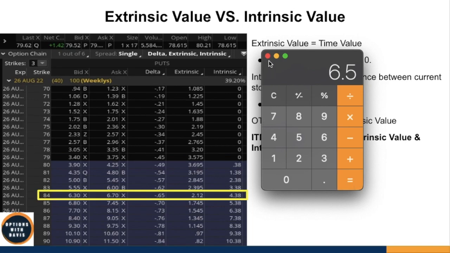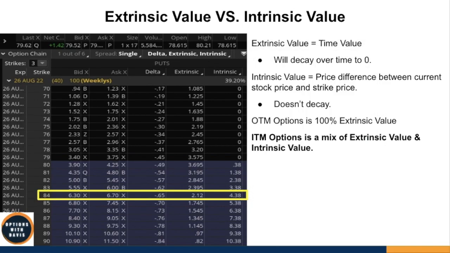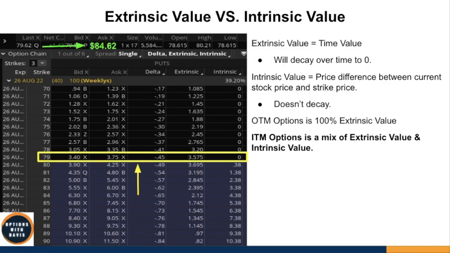Same thing again. Let's say today, on the same day itself, it moved 5 points. Your in the money put option will now become at the money or out of the money. So what happens to the intrinsic and extrinsic value? The intrinsic value immediately became zero, so we made $4.38, which is $438. But if you look at the extrinsic value, it actually didn't decay.